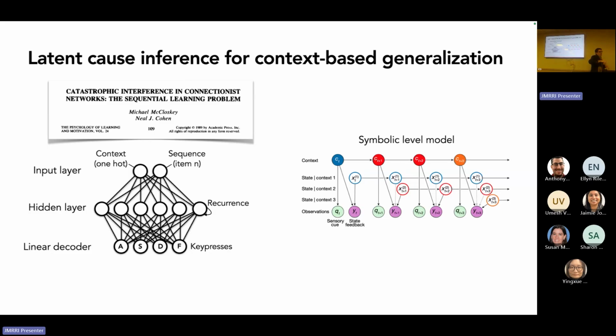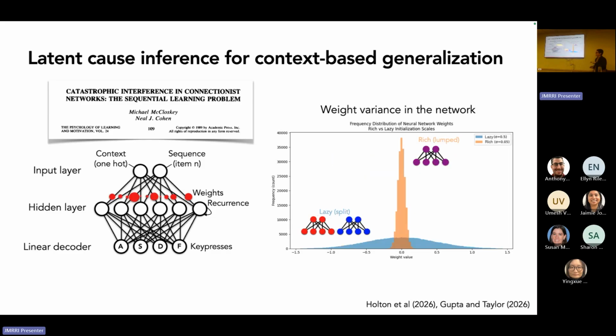Okay. Now, from this, you can see the paper title, this is catastrophic interference: these networks really, really struggle to separate two things. And they tend to lump together the learning experience. Okay? But more recently, it's become clear that the way you initialize the network can give behaviors that are either lumping or splitting. And what I mean by this is that in here, you have weights, right?